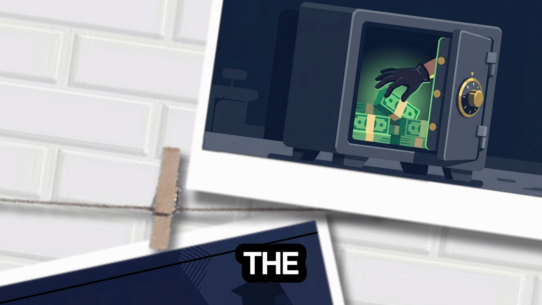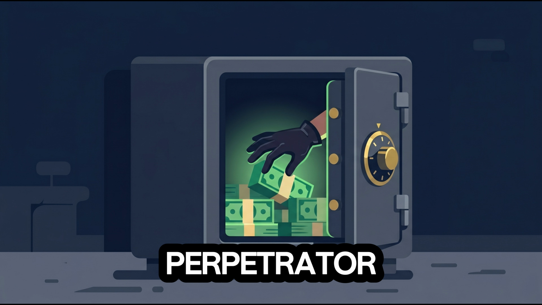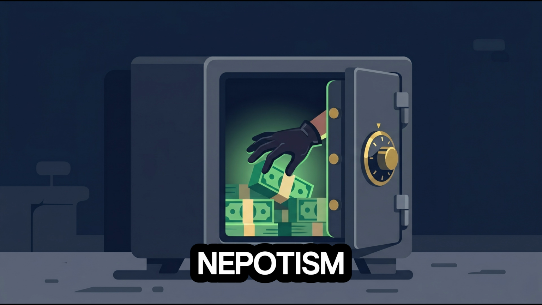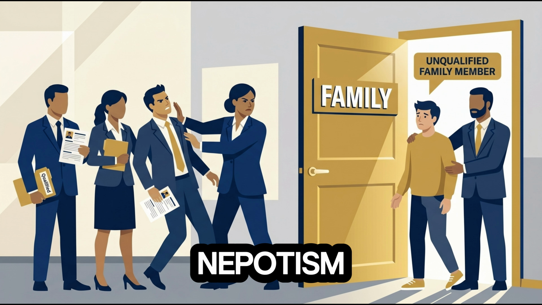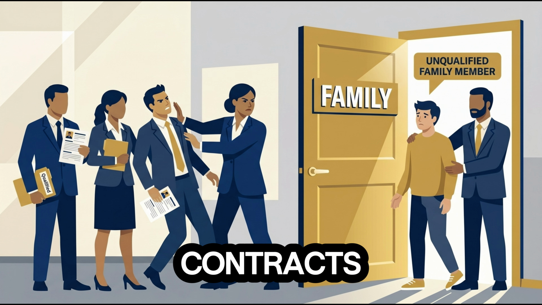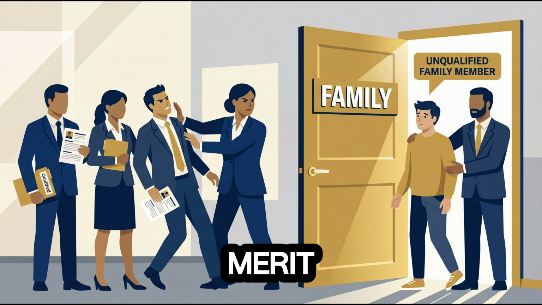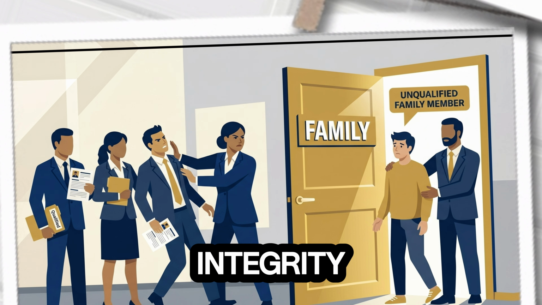Embezzlement. The fraudulent appropriation of assets or funds by a person entrusted with them. Differs from external theft. The perpetrator already has lawful access. Nepotism/cronyism is favoring relatives, which is nepotism, or associates, which is cronyism in appointments, contracts, or resource allocation, regardless of merit. A form of corruption that undermines institutional integrity.